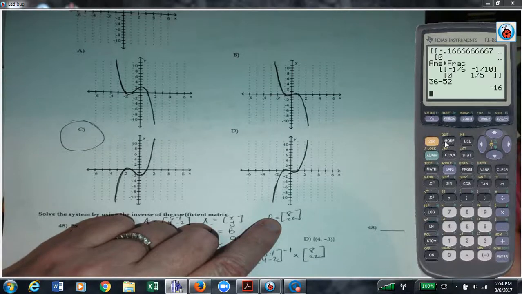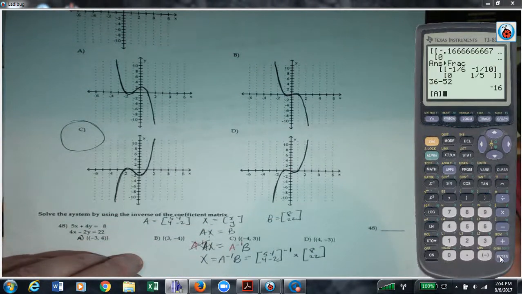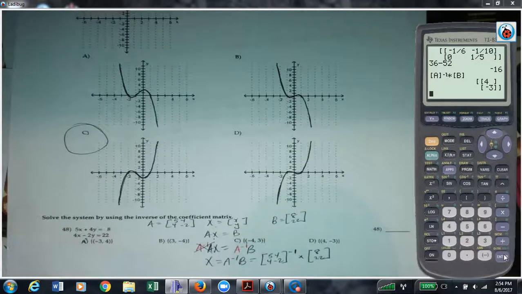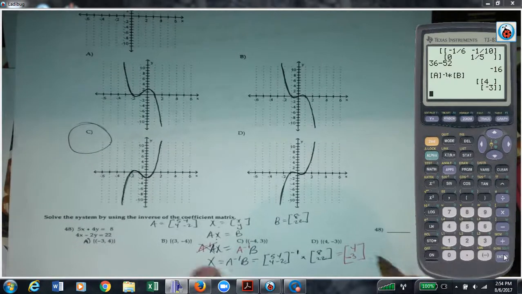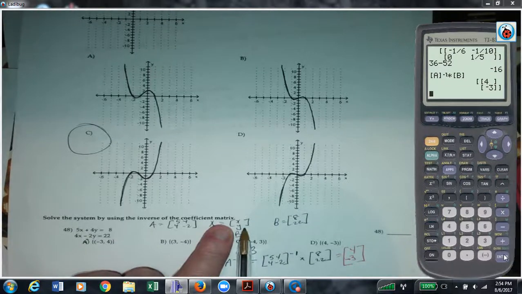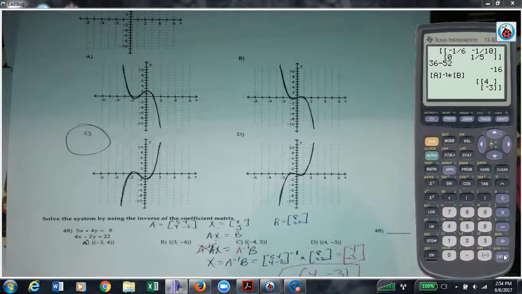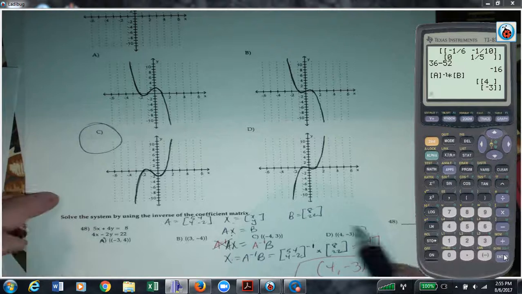Get out, get back in, and select A, and then tell it inverse times, back into the matrix menu and select B. And so that is my answer. So the matrix X, which is that, is equal to this. So X equals 4 and Y equals negative 3. So as an answer, as a point, that's what we get, 4 comma negative 3.